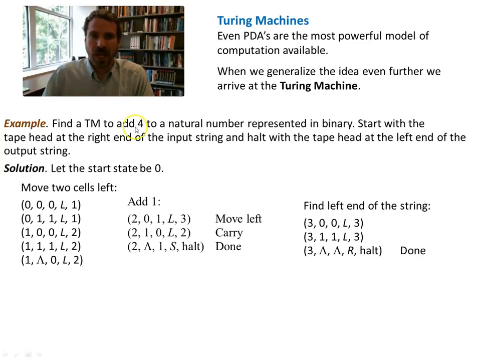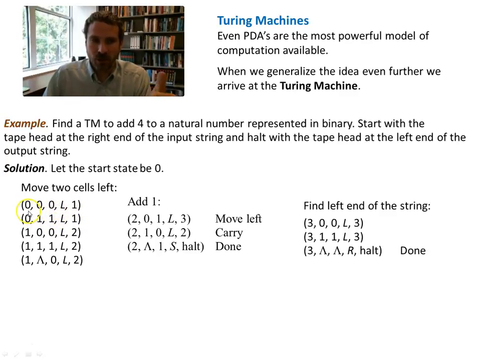Let's look at another example. We're going to add 4 to a number. These numbers are in binary, so remember what 4 is. It's 1, 0, 0. So that's why the first thing we do is move 2 cells to the left. So this state 0 is the state where we say, let's move 1 to the left. So this means I look for a 0 or a 1. I don't change it at all. I move to the left by 1.